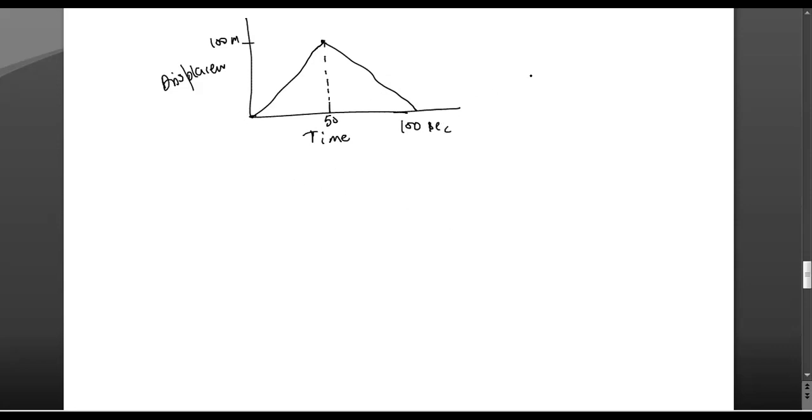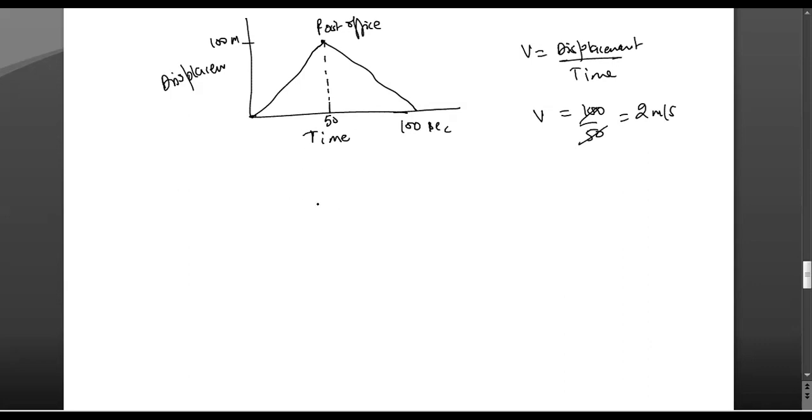So how can we make this? First of all, velocity is equal to displacement upon time. For V1, the velocity when she is moving to the post office, displacement is 100 meter and time is 50. So 100 upon 50 is 2 meter per second, positive. And when she is returning back, displacement will be considered as negative.